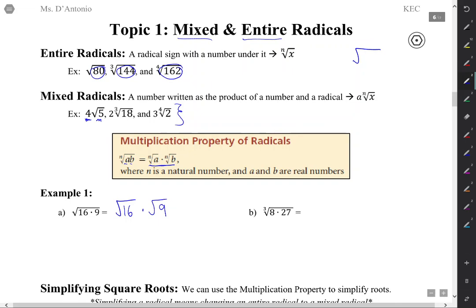Now remember, there is an invisible little 2 here. So if there's no number written in this spot, that means there is an invisible 2. That is the square root.